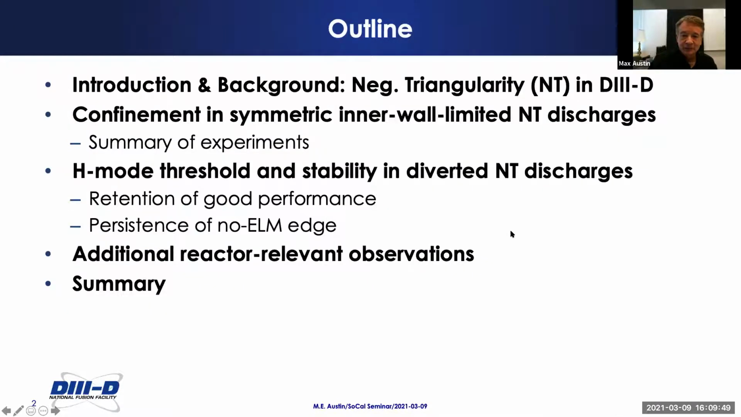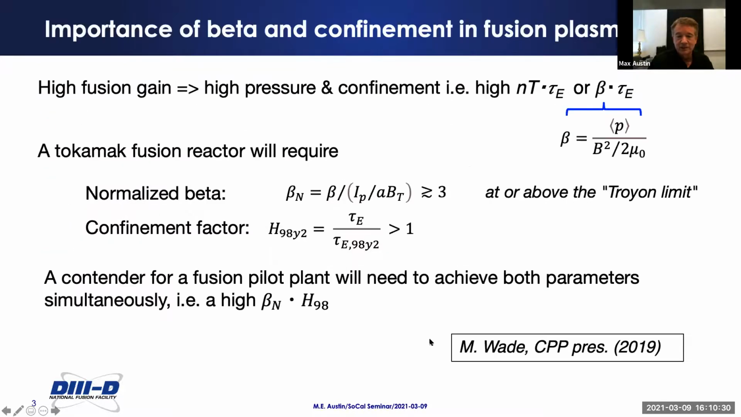By outline, I'm going to quickly go through some background material and introduction. Some of you will find this very simple-minded, but I'm hoping that there are several people in attendance for whom this will not be so introductory. Then I'll talk about some experiments that we did: the earliest experiments in negative triangularity in D3D, and then some more recent ones where we did a shape change and investigated the H mode threshold of negative triangularity. Then some additional reactor-relevant observations, and then I will summarize.